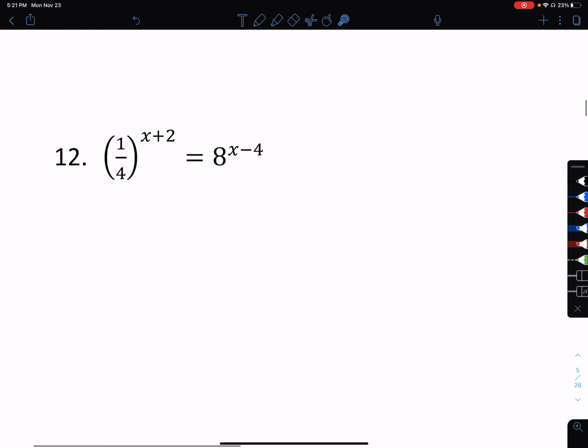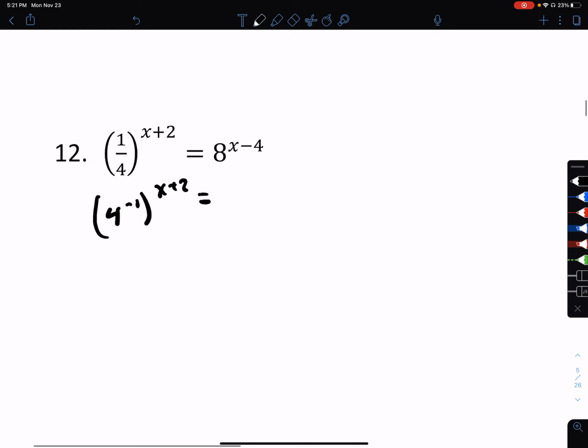Let's do another. We want 1/4 to have the same base as 8. I don't see any way to make the 8 a 1/4 or the 1/4 an 8. There are ways, but they're complicated. Let's focus on the base of 2. So first of all, let's change this so it's not a fraction. So I'm going to make this 4 to the negative 1, which is raised to the x plus 2. Then I'm going to change this 4 to a 2 squared. So that's 2 squared to the negative 1 to the x plus 2.